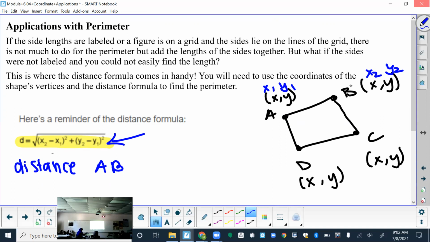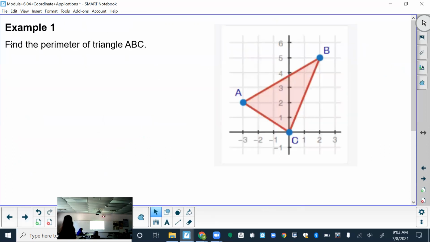All right, make sure you guys are practicing with your calculators. So on this next example, we have to find the perimeter of this triangle.